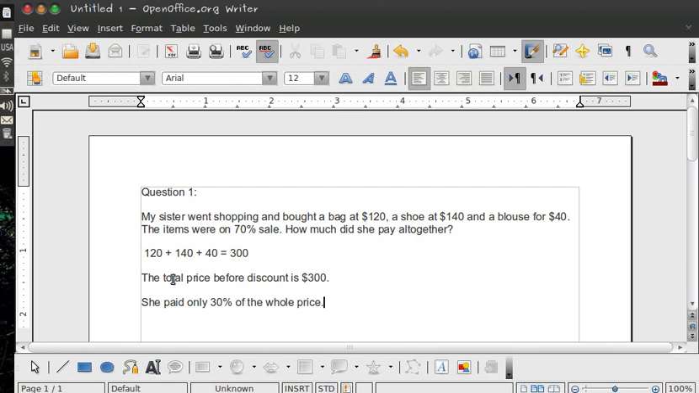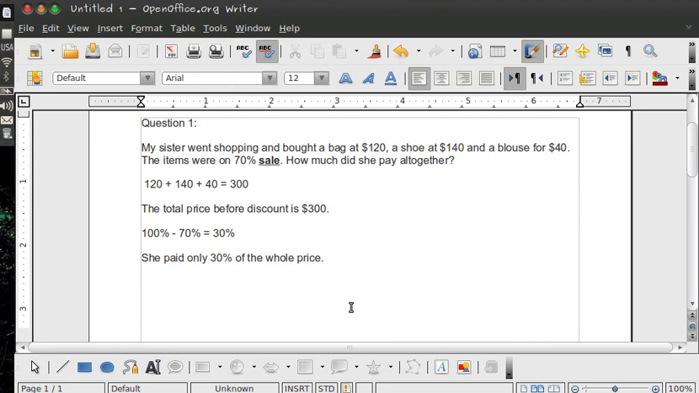You cannot say she paid 70% of the whole price, because it has already stated that it was on 70% sale. So the keyword here is sale. You need to minus it off from the 100%, and that is how you get the 30%. Every time you see the word sale, you minus it off from the total, which is 100%. Then you get 30%, which is the amount she paid.